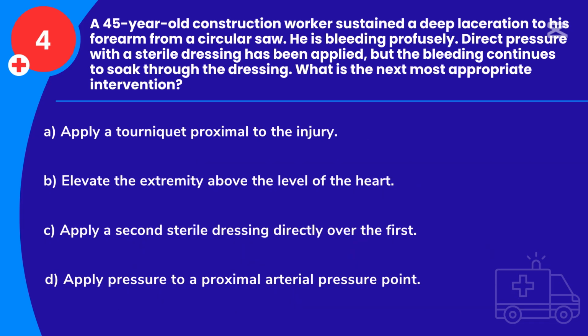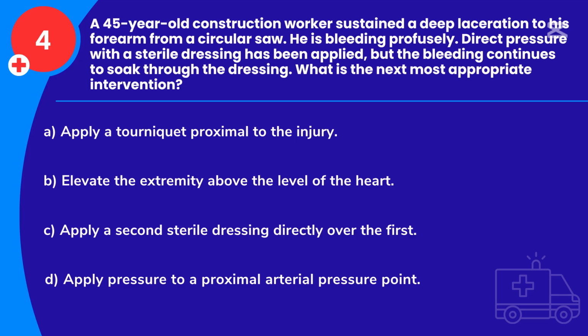Question 4. A 45-year-old construction worker sustained a deep laceration to his forearm from a circular saw. He is bleeding profusely. Direct pressure with a sterile dressing has been applied, but the bleeding continues to soak through the dressing. What is the next most appropriate intervention?